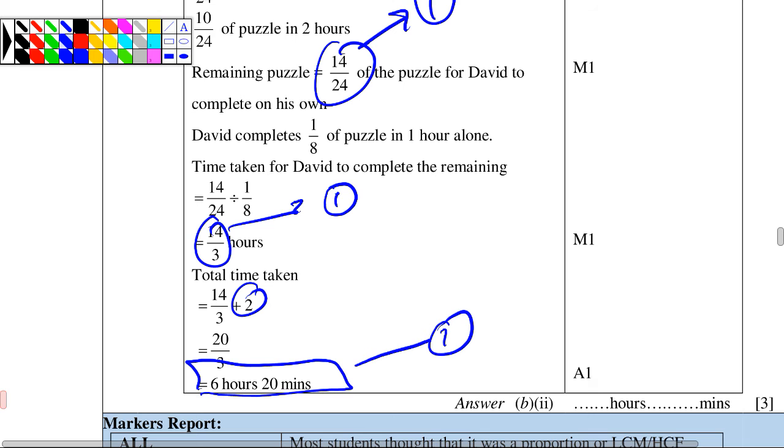Okay, go on to the next question. Just take down the 3 numbers: 14 over 24, 14 over 3, and 6 hours 30 minutes. The rest, please don't take down. Go ahead and try yourself.